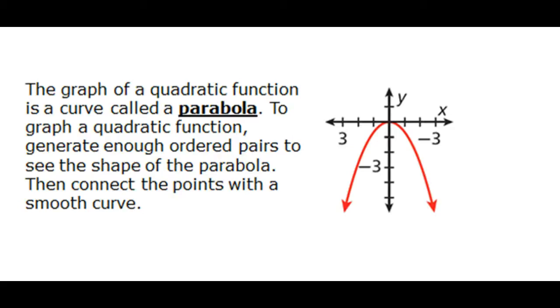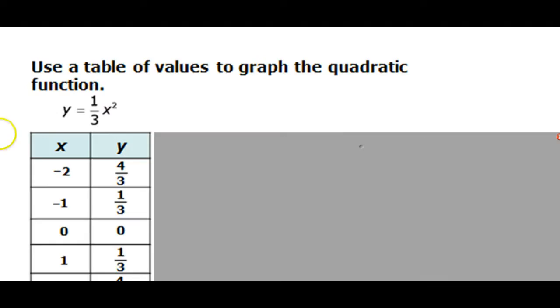Okay, when you graph a quadratic function, you get a shape that's called a parabola. What you have to do is graph enough points until you actually see the shape of the parabola starting to happen. Later on we'll learn more specific ways to do that, but for right now just plug in enough points to make sure that you see that the shape is happening there.